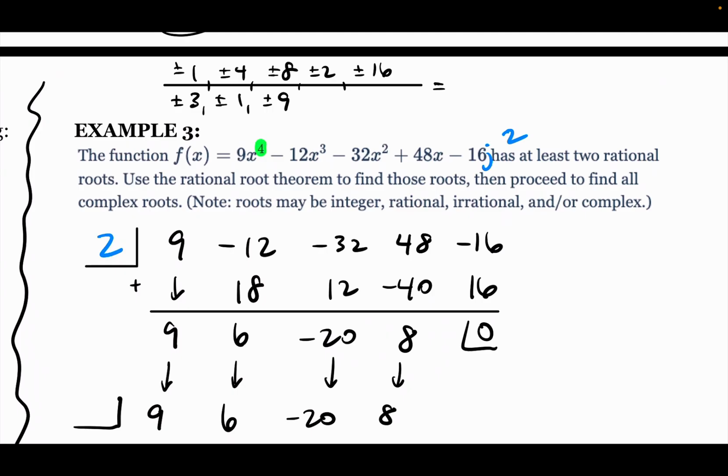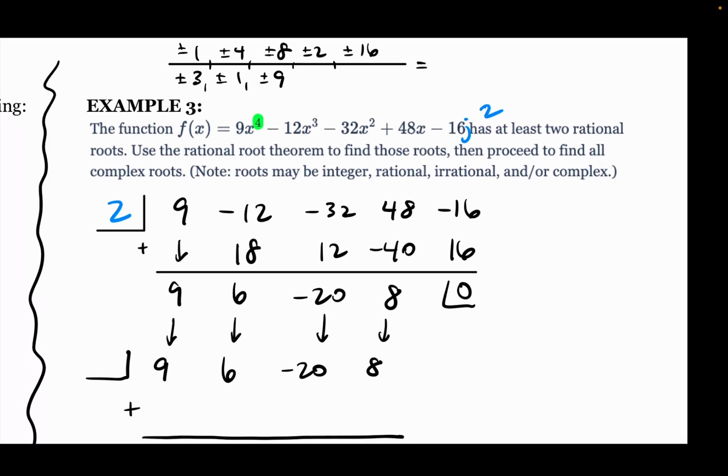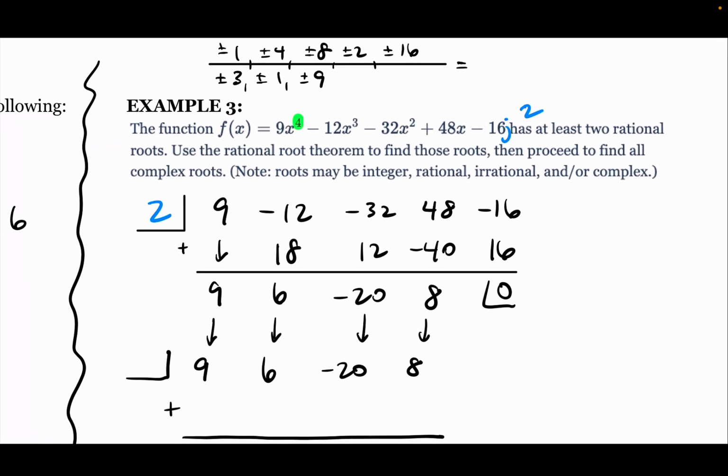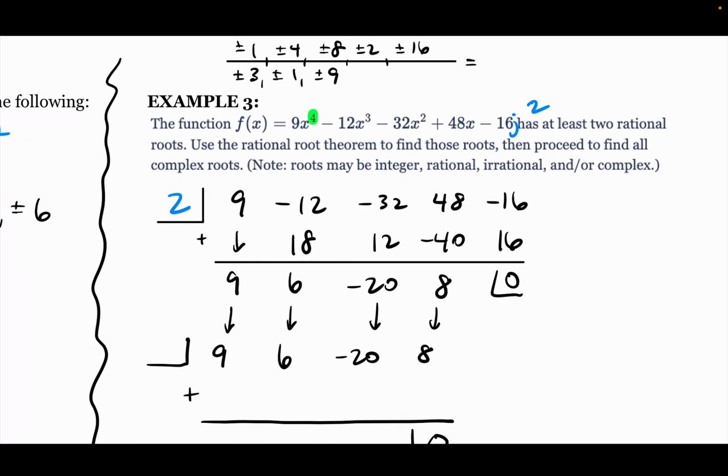We just need one more that works. So where should we try? Let's try a whole number. So one of the whole numbers would be 1, 4, 8, 2, 16. When I say those numbers, I mean positive and negative. Positive and negative 1, positive and negative 4, positive and negative 8, positive and negative 2, positive and negative 16. Try those. Don't worry about the fractions. We've already tried 2. What number should we try? 1. Let's try 1.